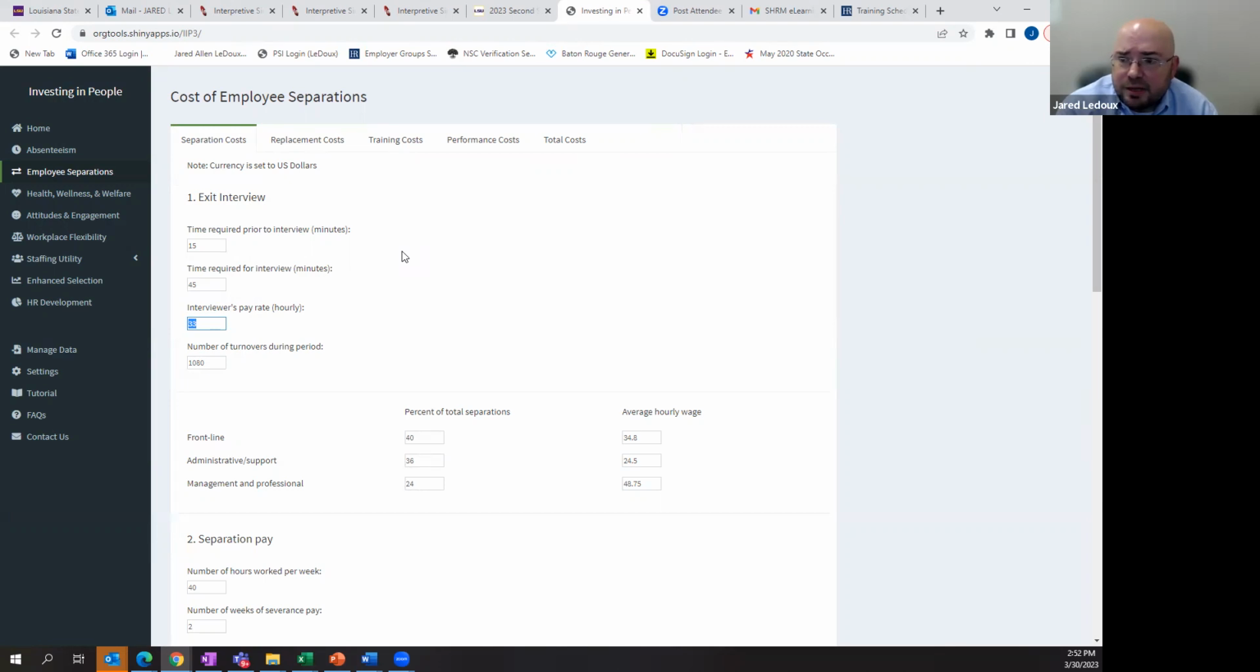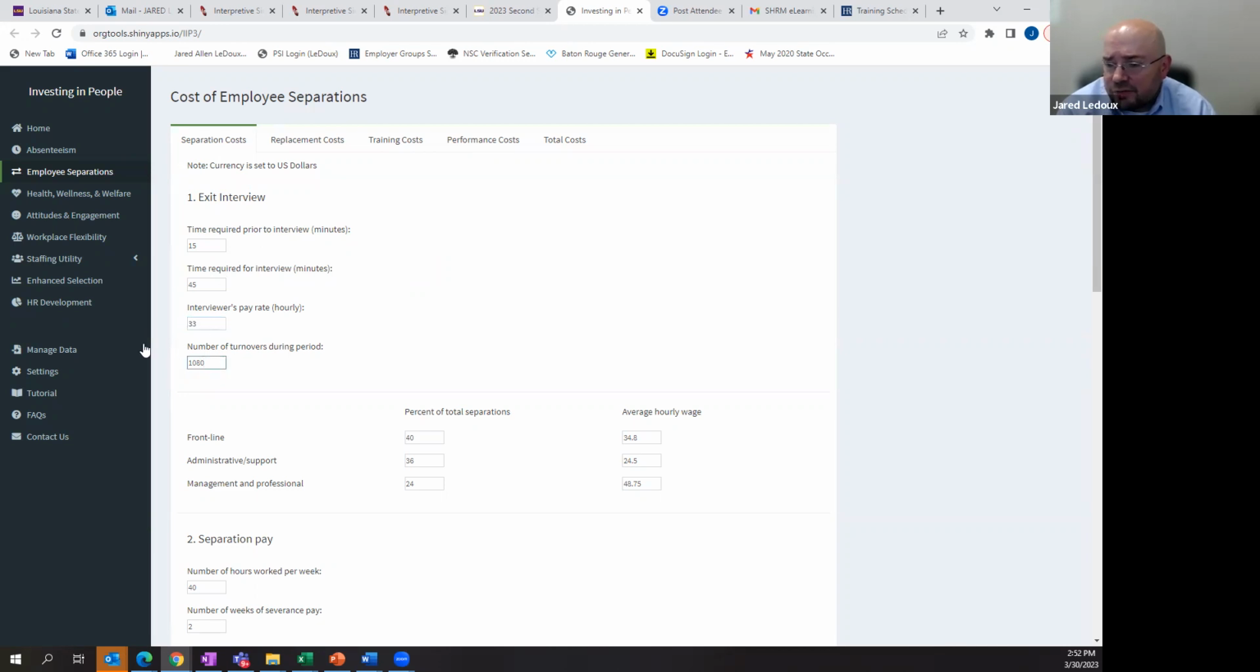So I recommend that you either plan to fully go through the entire exercise in one sitting without inactivity, or you may also consider writing these numbers down on a piece of paper or another document. And so if you have to come back to have those stored, you can easily type them in without any issue. So you'll see that it does have you break down time required to prep as well as the actual exit interview times the interviewer's pay rate of that $33 an hour.